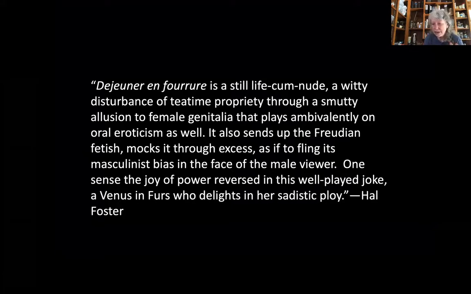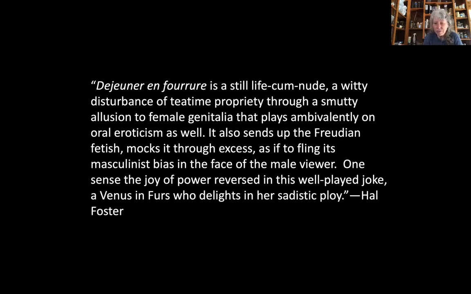So petit déjeuner is breakfast in French, and déjeuner is lunch or brunch. I think it's sort of like late morning, and dîner is the noon meal. I don't know what they call supper. But in any case, déjeuner en fureur refers to le déjeuner sur l'herbe, that painting of the naked lady and the two men in a park in Paris.